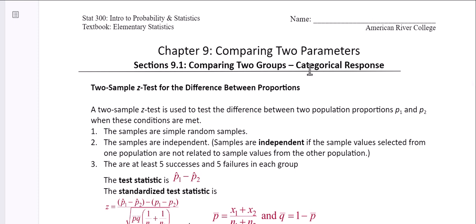Hey there, in this video we're going to start covering chapter 9, and we're going to start with section 9.1, comparing two groups with a categorical response. So essentially we're going to be looking at comparing two proportions. Remember, when we have a categorical response, that means our variable is categorical, so we look for proportions because you have the categories, so you have choices for the responses, and so we can gather the proportion or percentage of people who answered a certain way.